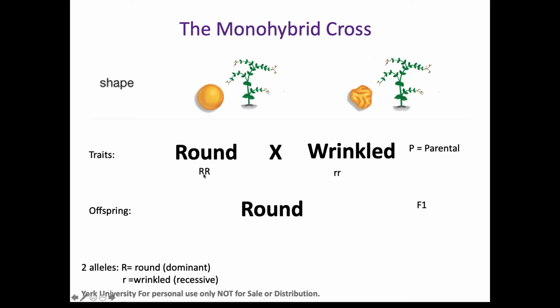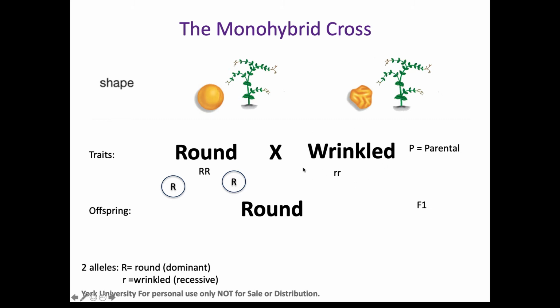Mendel also noted that these 2 determinants or alleles would be separated or segregated during gamete formation. So that means that when this round plant generated its gametes, some of them would get this round allele to the left-hand side, and some of the gametes would get the round allele on the right-hand side. That means, though, that all of the gametes produced by this organism would all have the round allele.